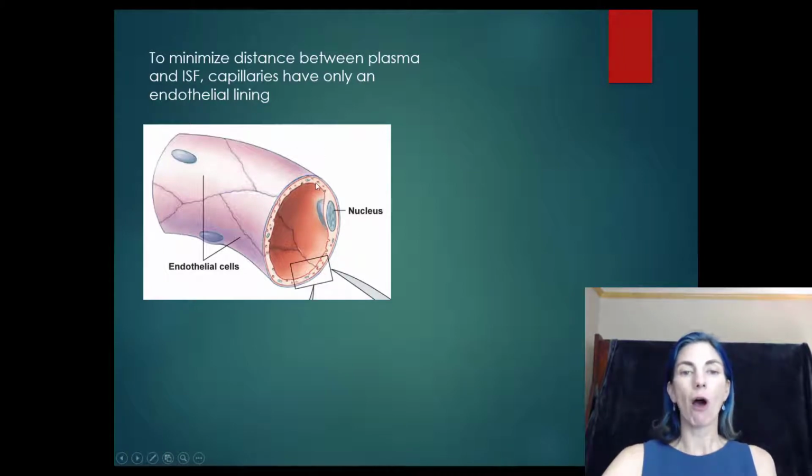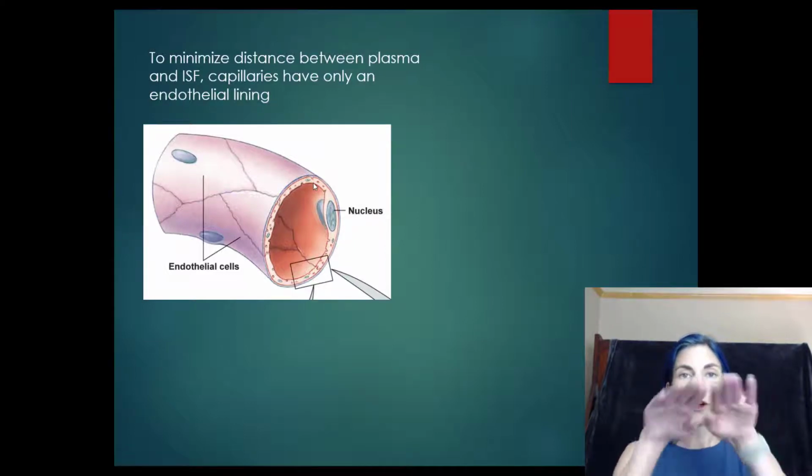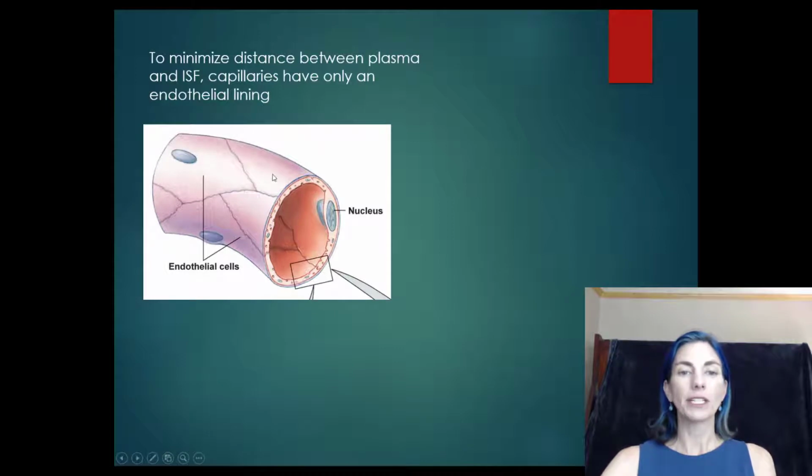Okay. Now in this image, you'll notice that to minimize the distance between the plasma and the interstitial fluid, we need the smallest layer of cells here. So that's a single layer of simple squamous epithelial tissue wrapped in a cylinder. And of course, that minimizing the distance is going to maximize potentially any diffusion rates between here and here.